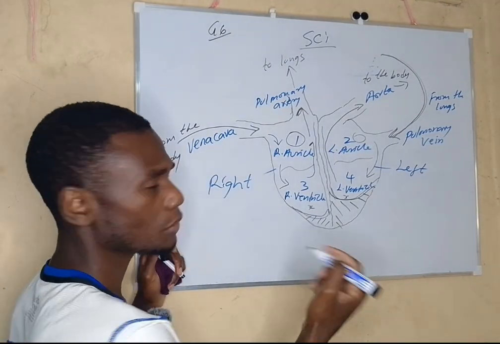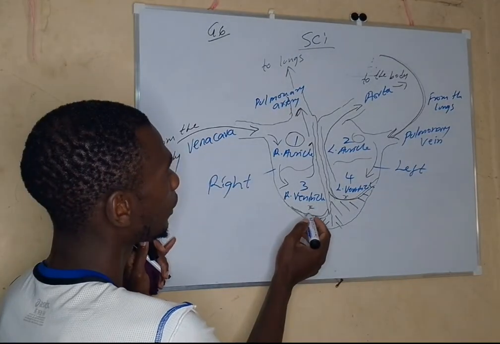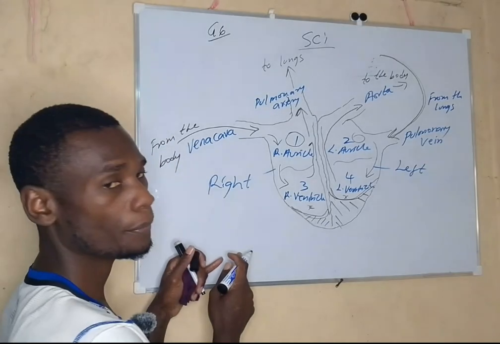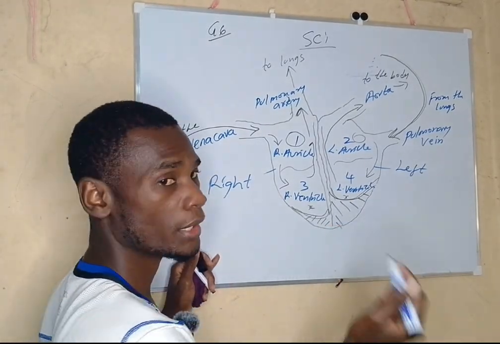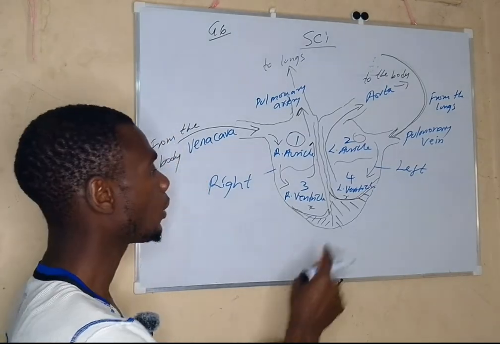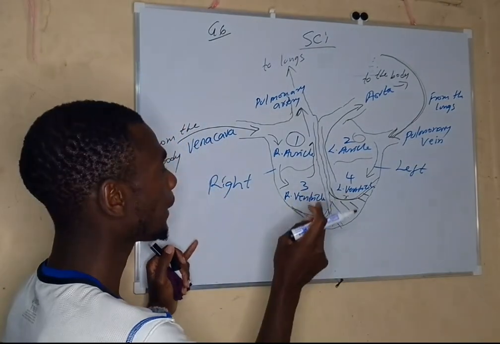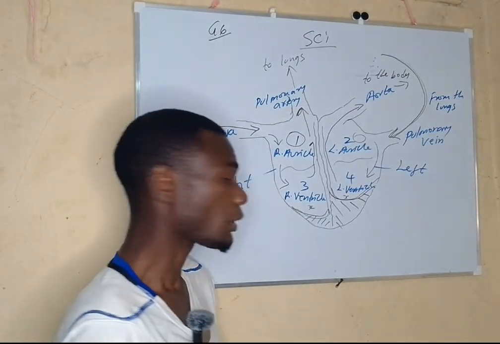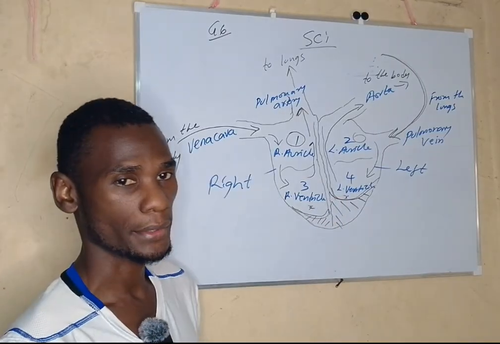So sometimes you can be asked, why is the wall of the right ventricle thinner than the wall of the left ventricle? Or why is the wall of the left ventricle thicker than the wall of the right ventricle? This is the reason. Now remember, pumping is done at the ventricle. Both of them do the work of pumping.